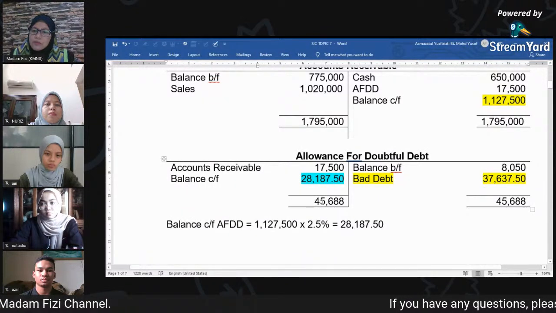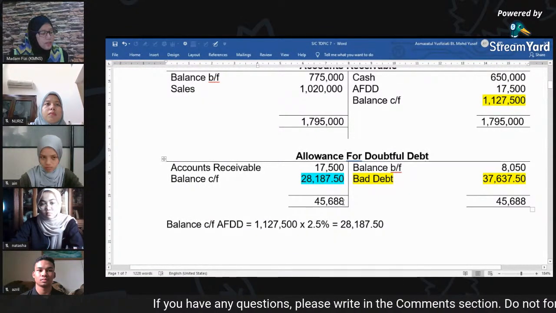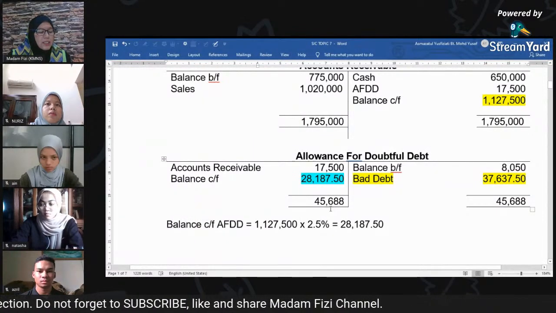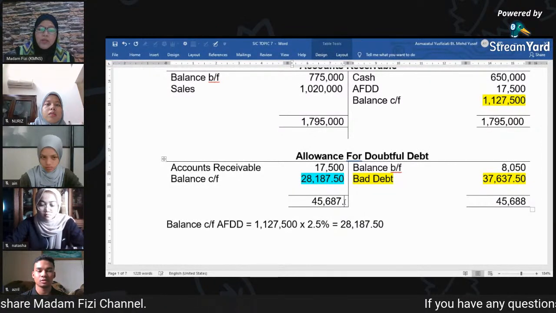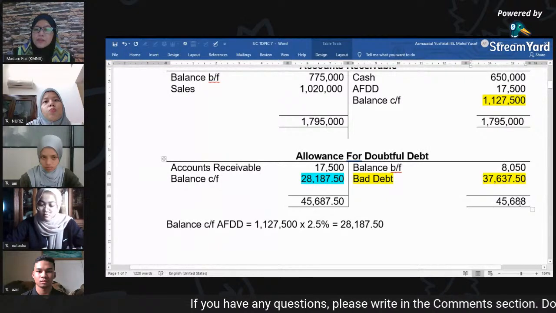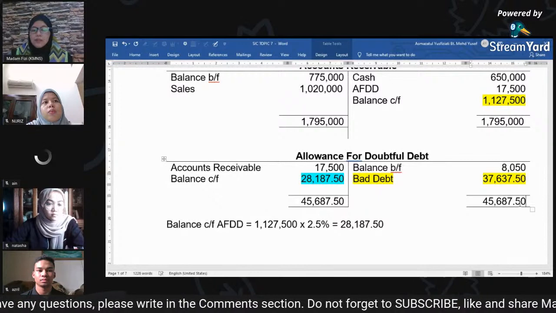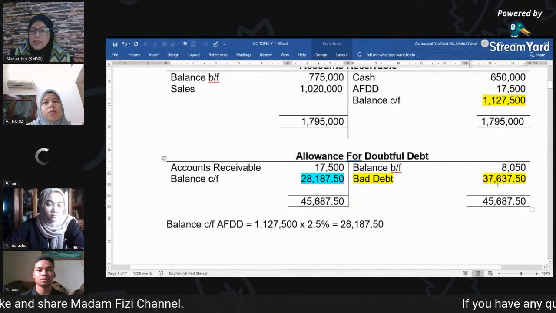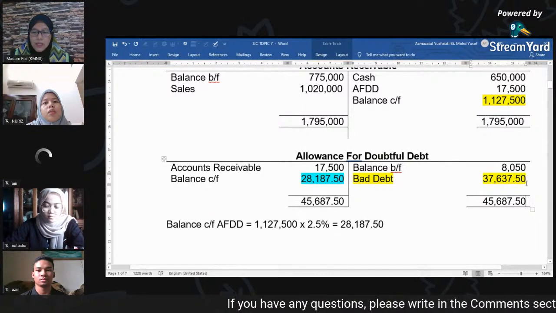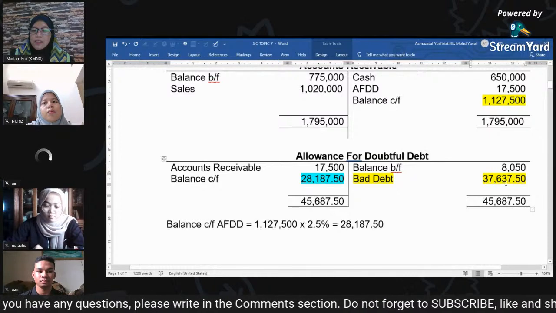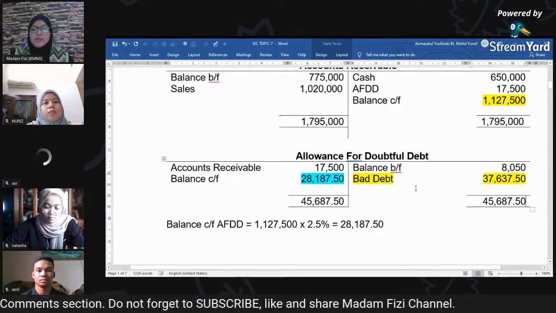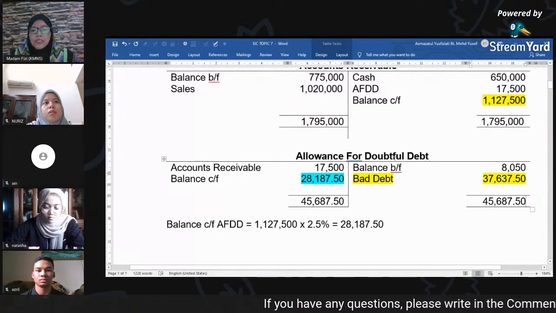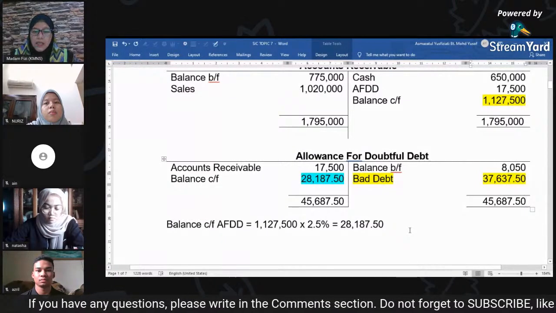That is 45... tak ada sen ke sini? Okay, 17,500 plus 28,187.50 equals 45,687.50. Alright. So after that, we have the missing figure here. Okay, the missing figure is 37,637.50. So the 37,637.50 is the bad debt. So write down bad debt here. Okay, so this is the answer for the allowance for doubtful debts account.